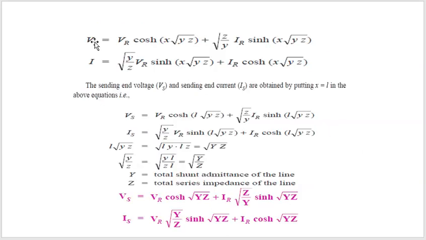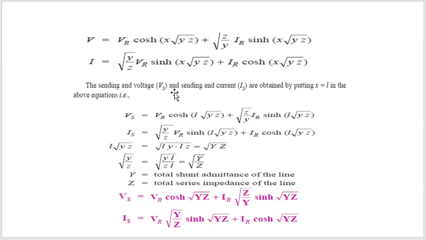Now when we put the values of K1 and K2 in the equations of voltage and current, we have this resultant equation, V is equal to Vr cosh(x√(yz)) plus √(z/y) into Ir sinh(x√(yz)). And in the same way, we have this current equation.